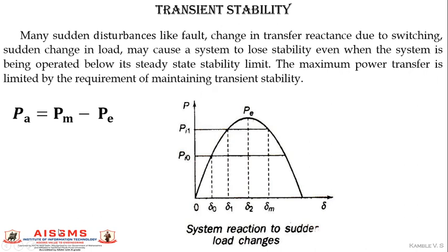This is a power angle curve, and with the help of this power angle curve we are going to explain transient stability. First of all, see what transient stability is. Many sudden disturbances like faults, changes in transfer reactance due to switching, and sudden change in load may cause the system to lose stability even when the system is being operated below its steady state stability limit. The maximum power transfer is limited by the requirement of maintaining transient stability.